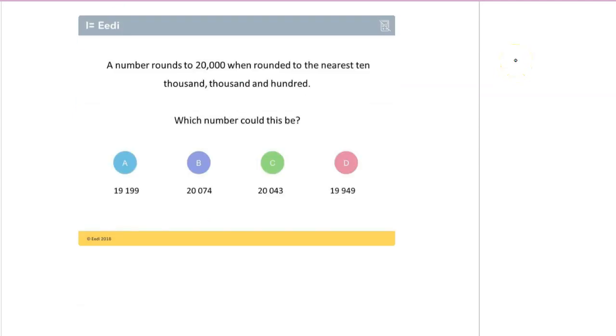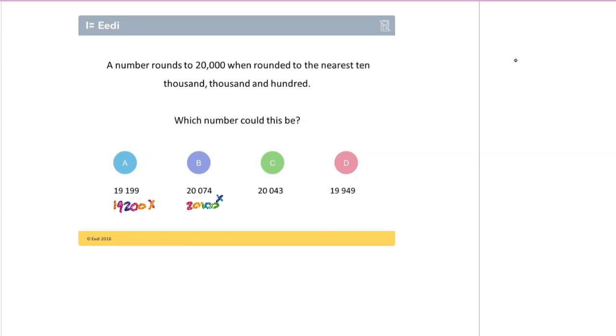A number rounds to 20,000 when it's rounded to the nearest 10,000, the nearest 1,000, and the nearest 100. Which number could this be? So which of these is going to round to 20,000, whether I round it to the nearest 100? Well, let's just see, if I round this to the nearest 100, that's going to be 19,200. So that's not going to be it. This one here, if I round it to the nearest hundreds, that's my third spot there. Well, the 7's going to say to make that 20,100, so that can't be it.